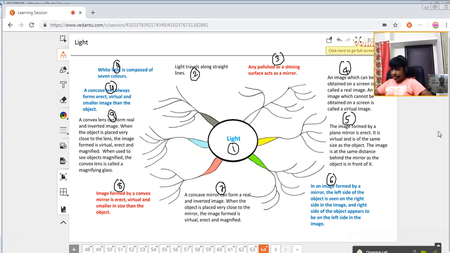Now, after finishing with the plane mirror, I move on to lateral inversion. So basically, in an image formed by a mirror, the left side of the object is the right side in the image. And the right side of the object is seen as the left side in the image.